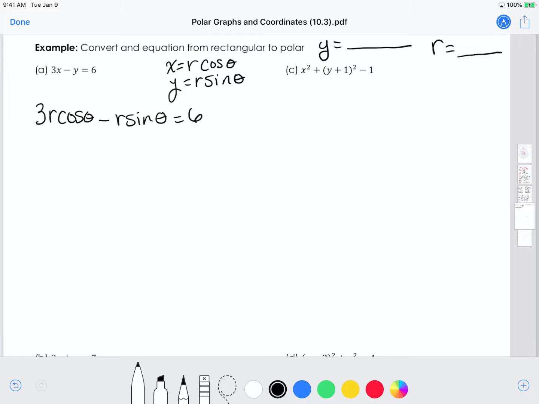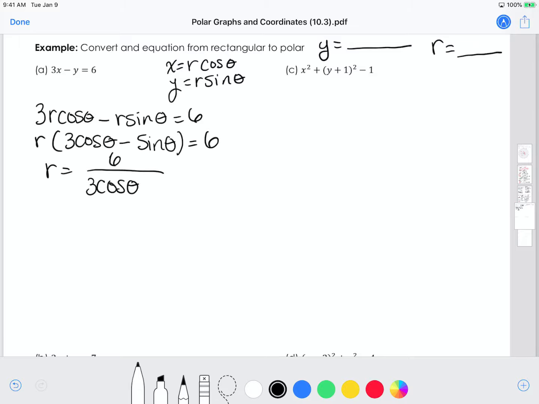Now we want to try to solve this for r, so I'm going to factor out an r, and I have 3 cosine theta minus sine theta is equal to 6, and then I can divide both sides by 3 cosine theta minus sine theta. And now we have this in polar form solved for r.